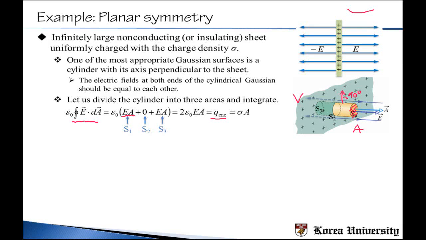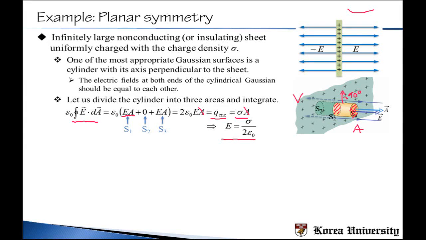And how much charge is enclosed here? We already said that the charge density is sigma, and sigma is the charge divided by the area. So therefore, the amount of charge inside the cylinder will be equal to sigma multiplied by this area here. This is where the charges are. So you can finally say it is equal to sigma A. And then now A drops, okay, on both sides, A drops. And finally, if you summarize it, E is equal to sigma divided by 2 epsilon naught.